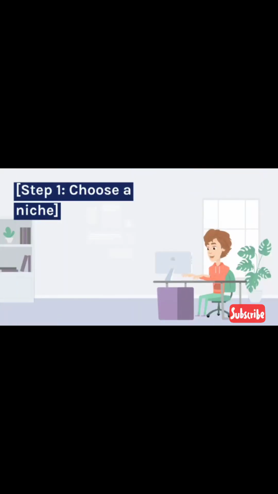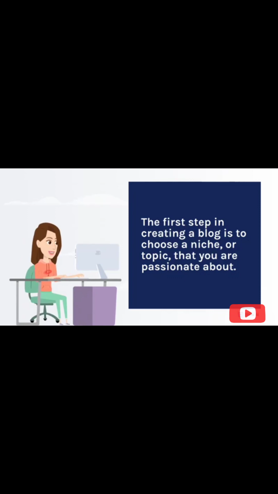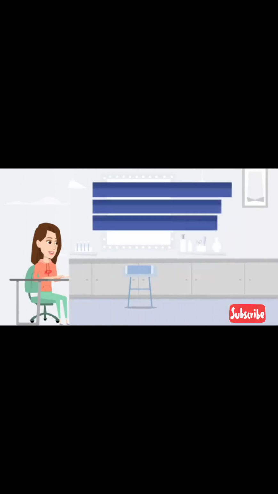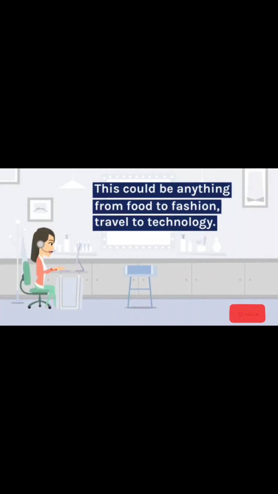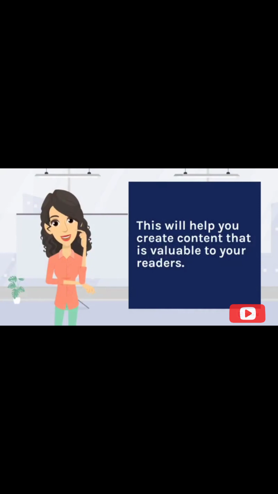Step 1. Choose a niche. The first step in creating a blog is to choose a niche, a topic, that you are passionate about. This could be anything from food to fashion, travel to technology. Choose a niche that you have knowledge about and are interested in writing about. This will help you create content that is valuable to your readers.